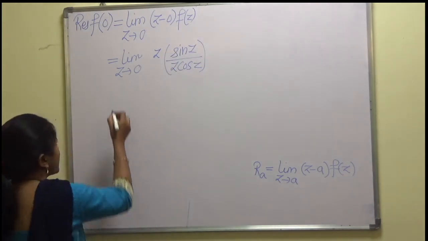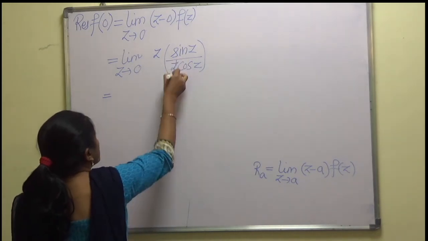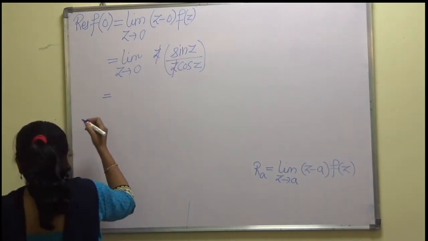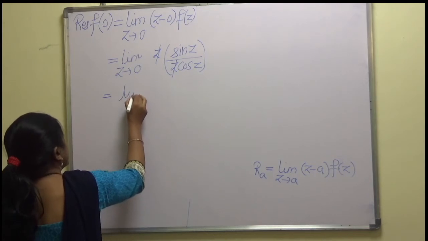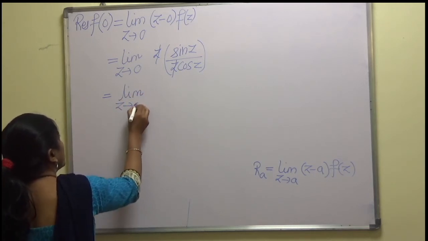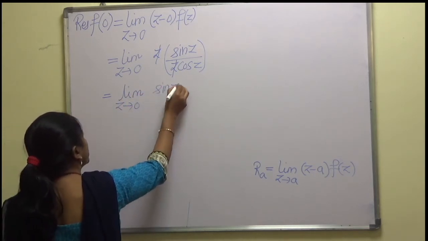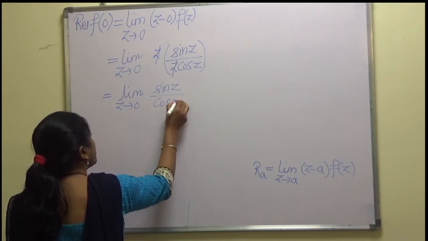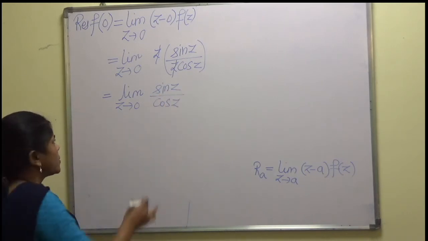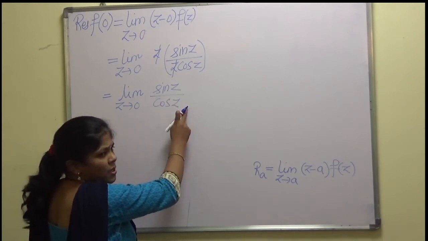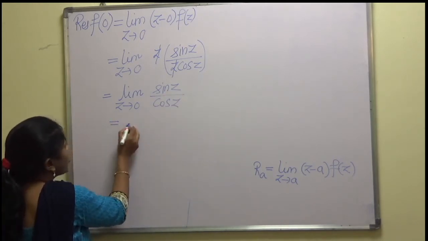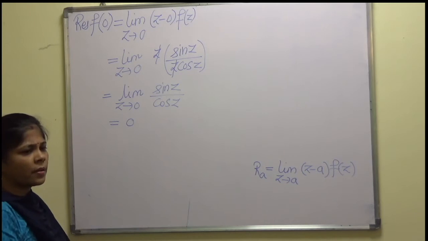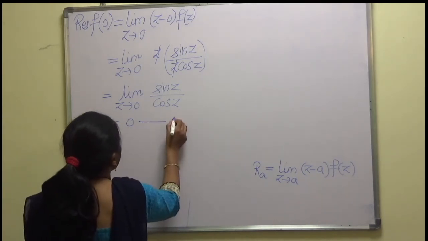We will substitute this. Now there will be cancellation, z will get cancelled. So we are left with sin z upon cos z. Just apply the limit. Sin z upon cos z, put z as 0 over here. Sin 0 is 0, whereas cos 0 is 1. 0 by 1, what you will have is 0. So this is what we have. Call it equation number 1.